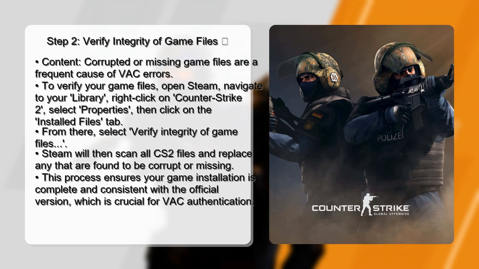Step two: verify integrity of game files. Corrupted or missing game files are a frequent cause of VAC errors. To verify your game files, open Steam and navigate to your library. Right-click on Counter-Strike, select Properties, then click on the Installed Files tab. From there, select Verify Integrity of Game Files. Steam will then scan all files and replace any that are found to be corrupt or missing. This process ensures your game installation is complete and consistent with the official version, which is crucial for VAC authentication.